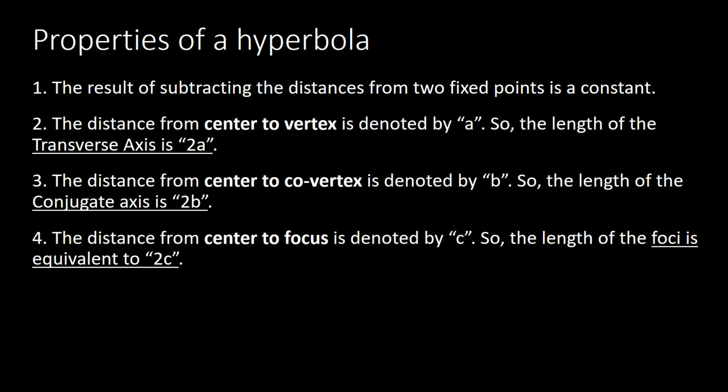Again, the length of the transverse axis is 2a, because the distance from the center to the vertex is a. And b is the distance from the center to our co-vertex, and the length of the conjugate axis is 2b. The distance from the center to a focus is denoted by c, so the distance between the foci is equivalent to 2c. Those are the different properties.